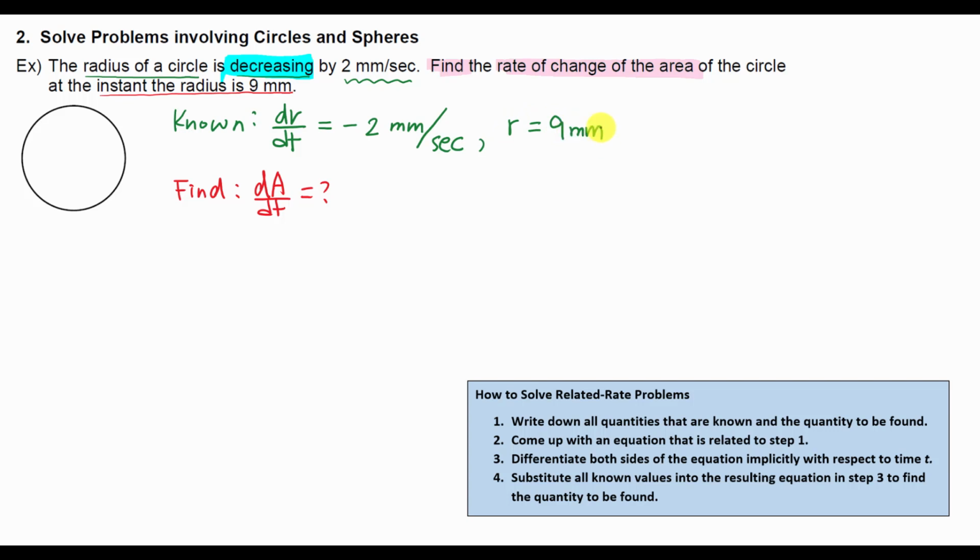Well, they didn't give you an equation to work with, right? You're the one who needs to come up with an equation that is related to all these variables they talked about in step 1. So I have a radius. They want you to find the rate of change of area. Then I need an equation of a circle that involves the radius and the area. So yes, you would need to use the area of a circle formula.